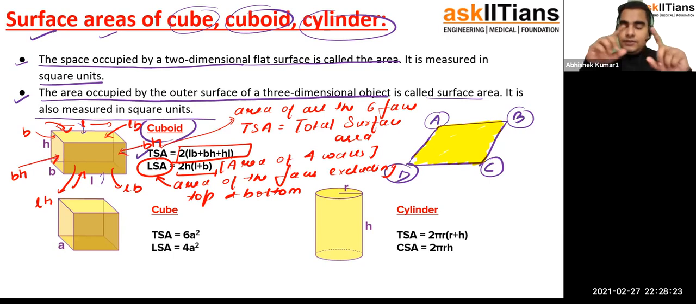So I hope the meaning of total surface area is clear. Total surface area means we are talking about the area of all the faces that are there in the given figure. And since a cuboid has six faces, you have to add the area of six faces.